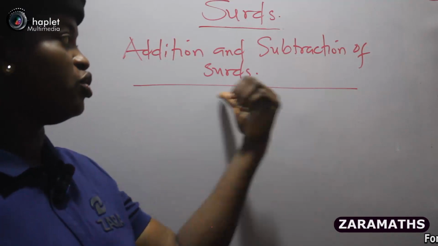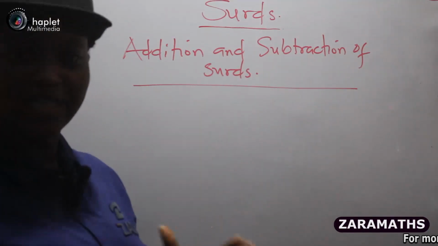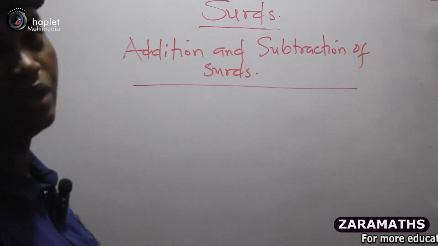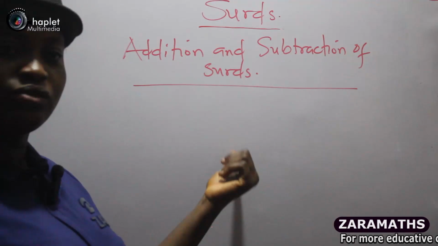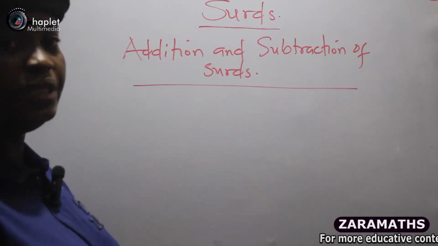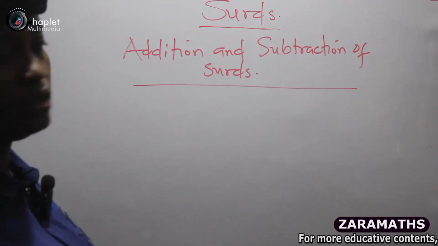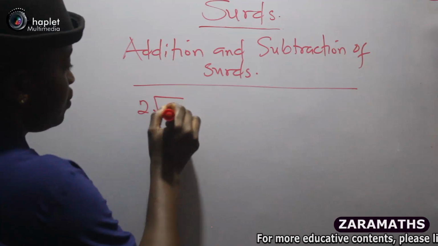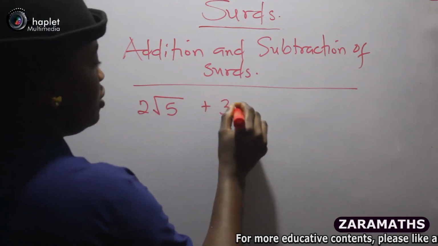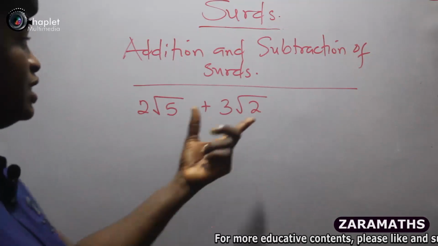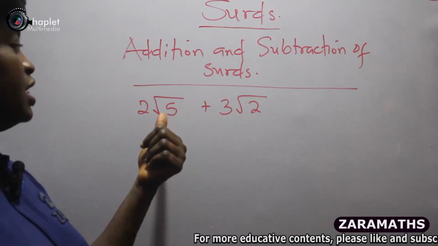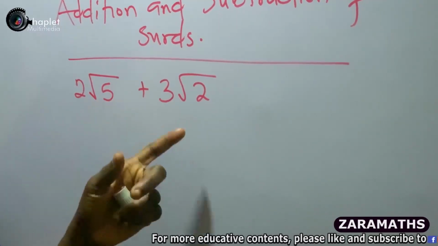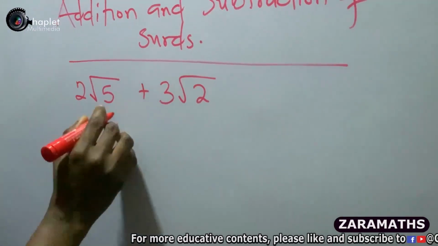Addition and subtraction of surds. Before you can add or subtract surds, they must have the same radicals. That is, the numbers underneath the square root must be the same before you can add or subtract. If you have 2 root 5 adding 3 root 2, this cannot be added because this number underneath the square root is not the same as this number. So in this case, this is a final answer.